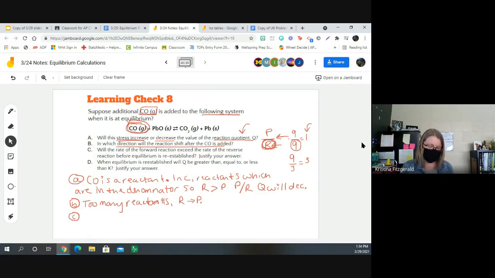Okay, now part C, will the rate of the forward reaction exceed the rate of the reverse reaction before equilibrium is reestablished? So we're going to speed up and make more products because we dumped in a bunch of reactants. That's going to offset my balance. I'm going to have to make some products out of that.